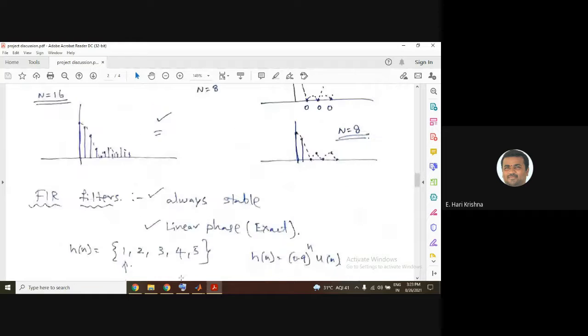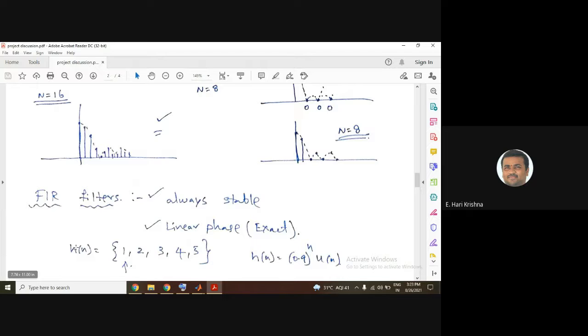So next one is FIR filters. Very interesting. Two important characteristics. That is, FIR filters are always stable. FIR filters provide exact linear phase characteristics, which is very much required in some of the applications.